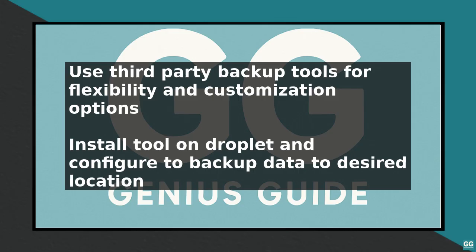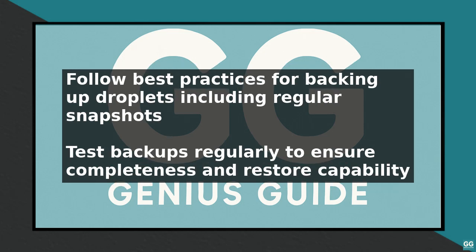Best practices for backing up DigitalOcean Droplets include taking regular snapshots, using a combination of automatic and manual backups, and storing backups in multiple locations. It is also essential to test your backups regularly to ensure that they are complete and can be used to restore your droplet in case of a failure.